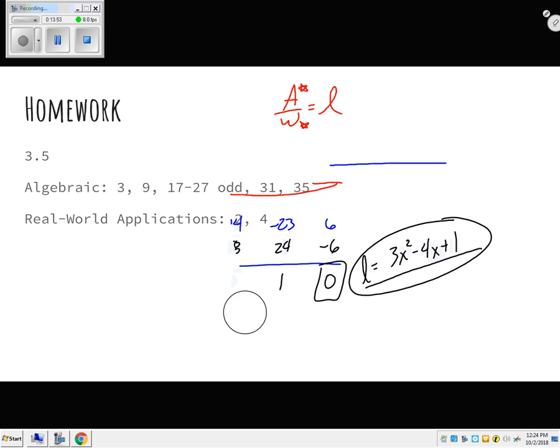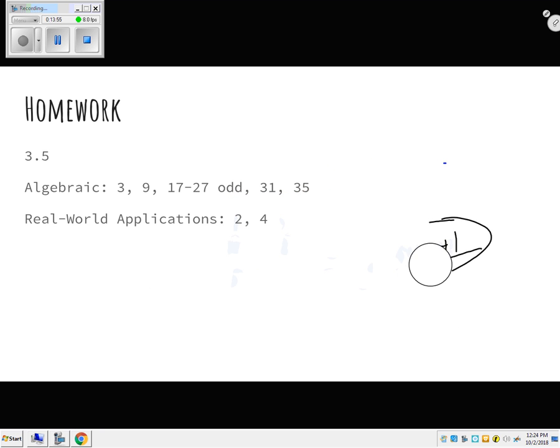Got 12 problems for you. Make sure you read your directions on this. Number 3 and 9 want you to do long division. In case you see a long division on your quiz, I want you to have that to reference to. Other than that, we're doing synthetic division on the rest of it.